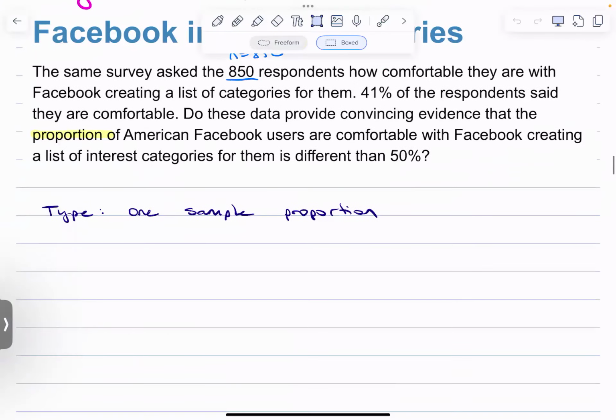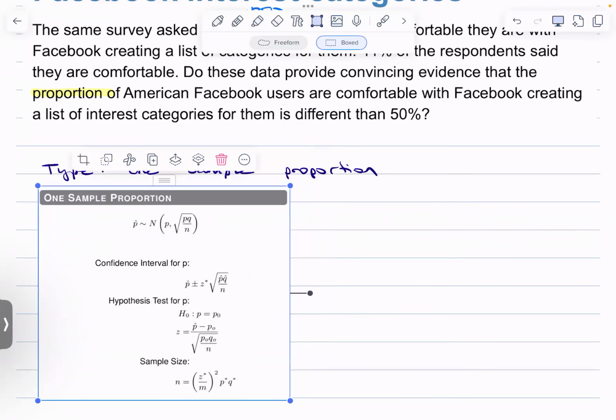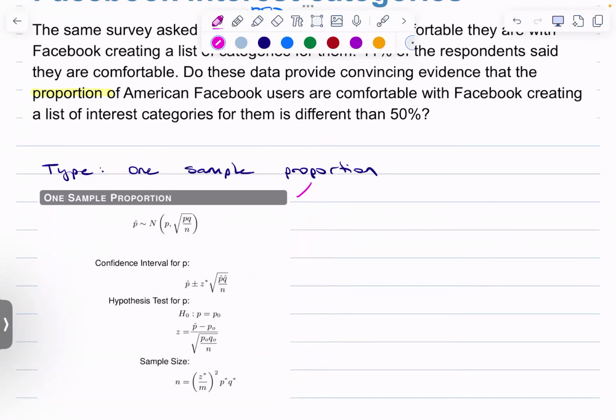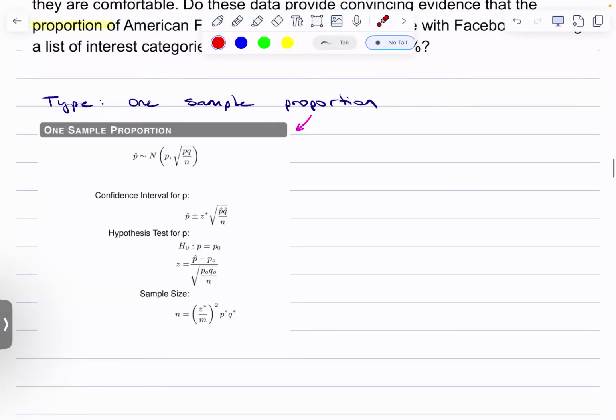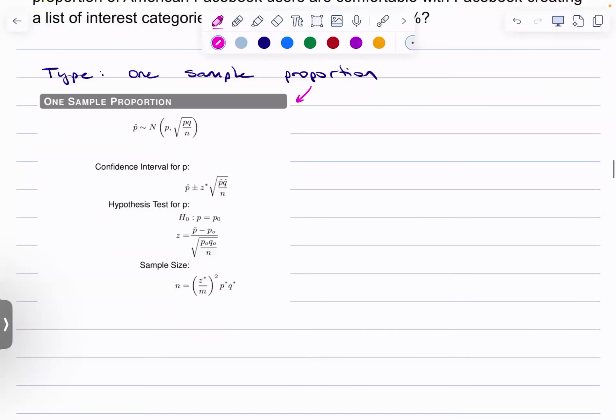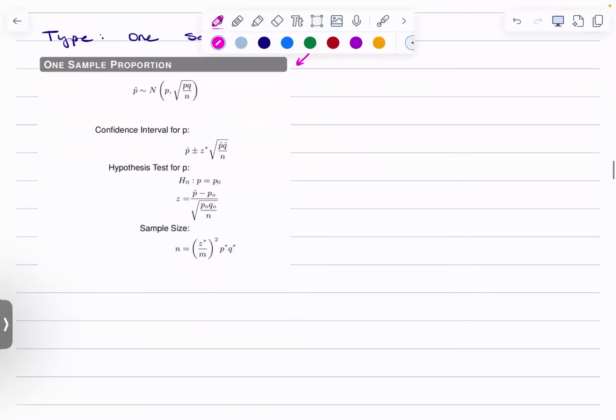Big day. But deciding what type of question you have tells you where to be in the formula sheet. We could build a confidence interval. There's no mention of making us do a confidence interval, right? But since we want to find evidence, so is there evidence, tells me that I'm doing a hypothesis test.